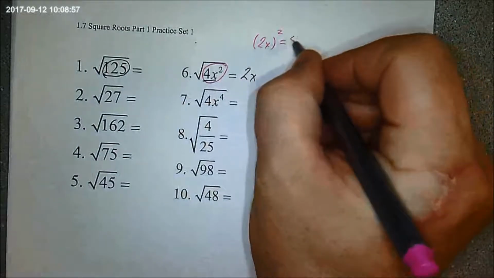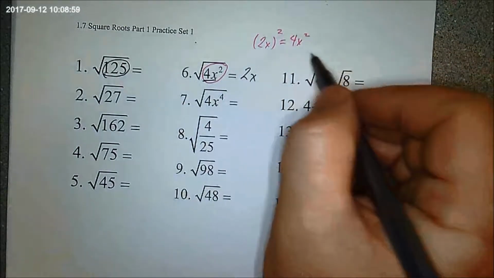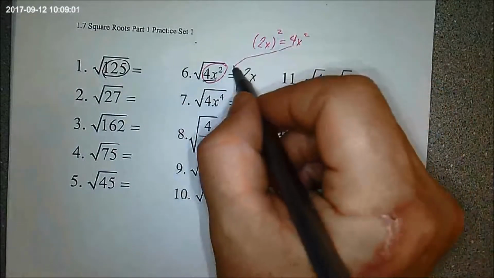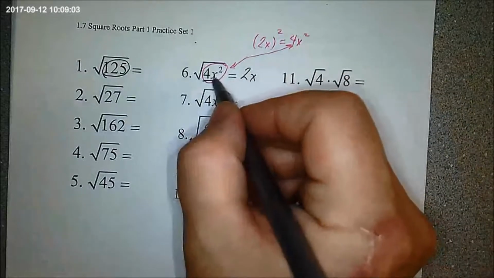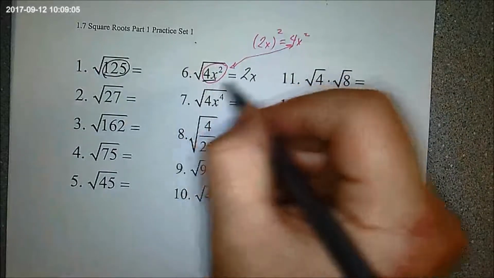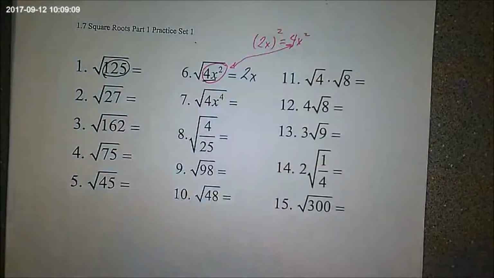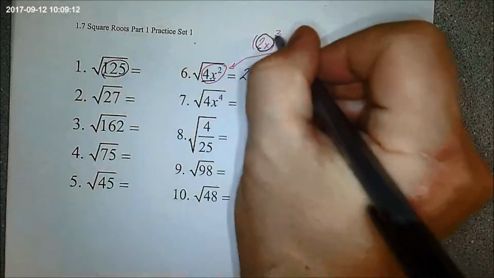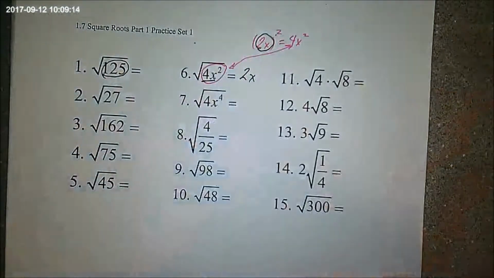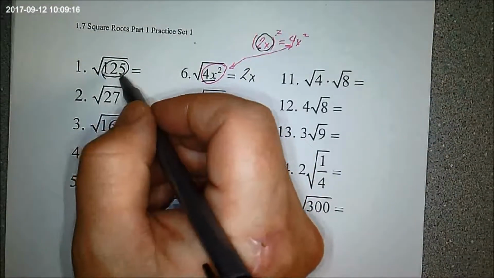If this is right and I square it, what should it equal? It should equal the radicand, correct. And it does. 2x times 2x is 4x squared, and those are the same. The radicand, not the entire number, but the radicand is 4x squared, so that's how I know I'm right. So you take your answer and you square it, and if you get the radicand back, you're right.